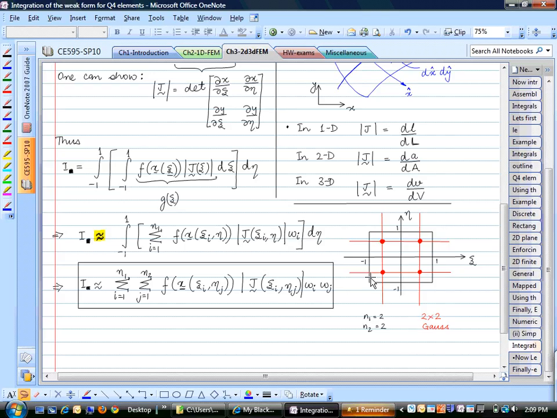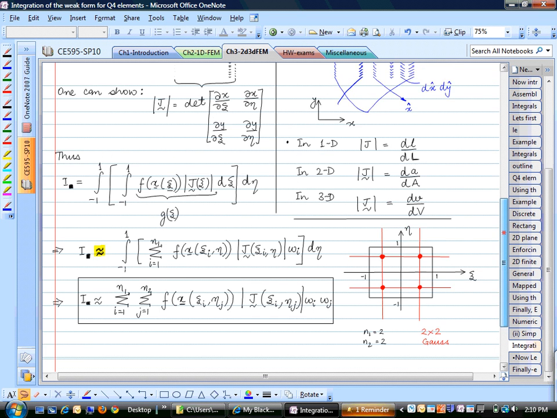So the same sort of physical interpretation that we had in one dimension, what we are doing is calculating the value of the function at this point, multiplying it with this area, calculating the value of the function at this point, multiplying it with this area, and so on. And for higher order quadratures, if it is 3 cross 3, similar things happen. Okay? So this is how we basically calculate all the integrals that we had over the domain.